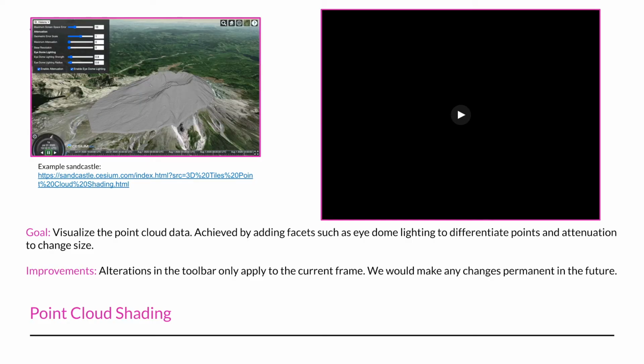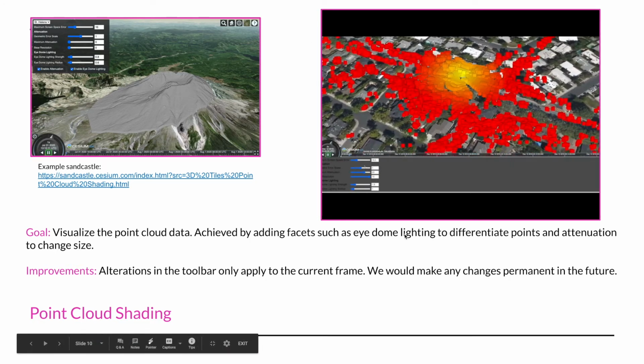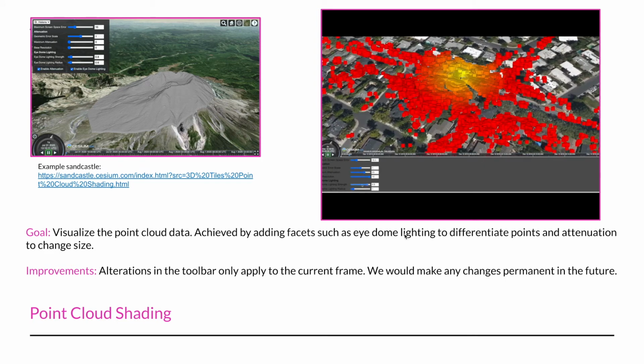This is the point cloud shading of the final animation. Our goal was to visualize the point cloud data in a manner that would be easier to digest, as exemplified by the sandcastle in the upper left. This was achieved by adding eye dome lighting and attenuation in the toolbar, as we can see in this video. This being the attenuation, and this being the eye dome lighting changing.